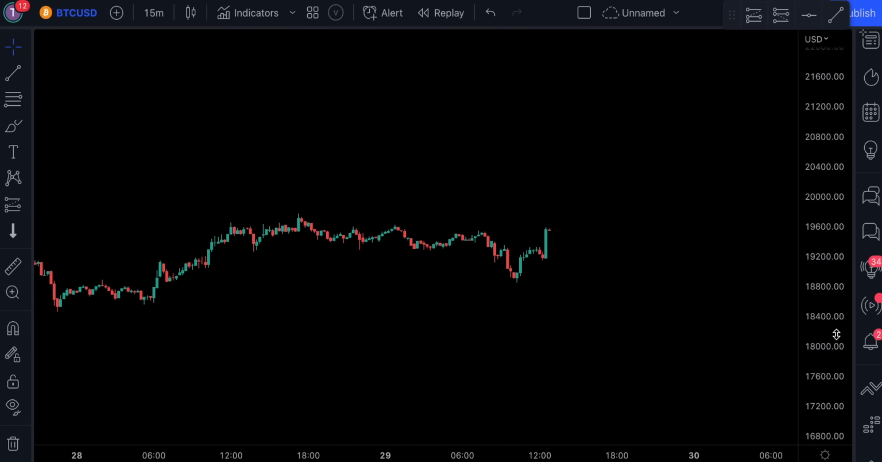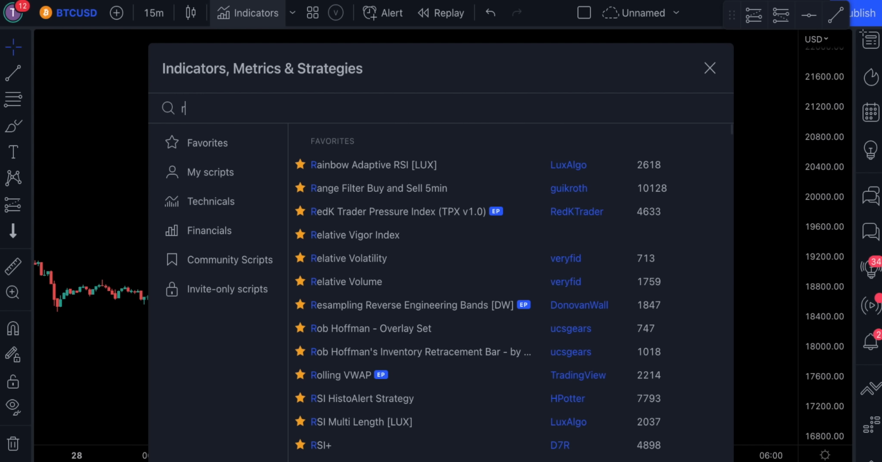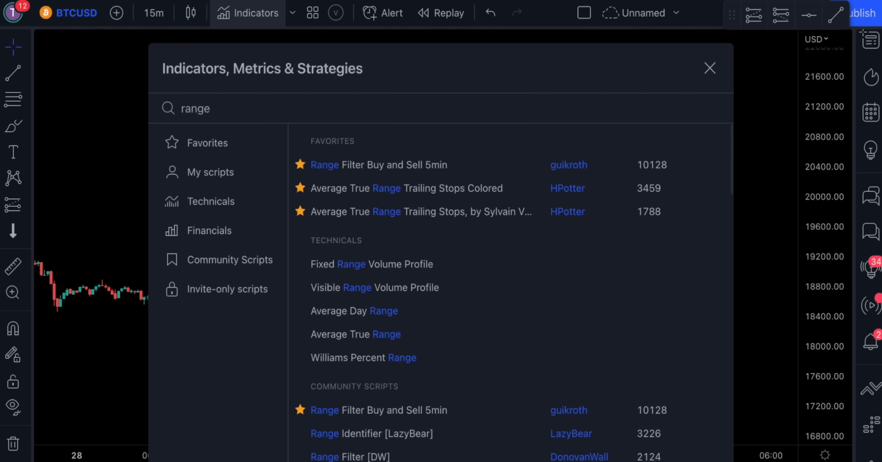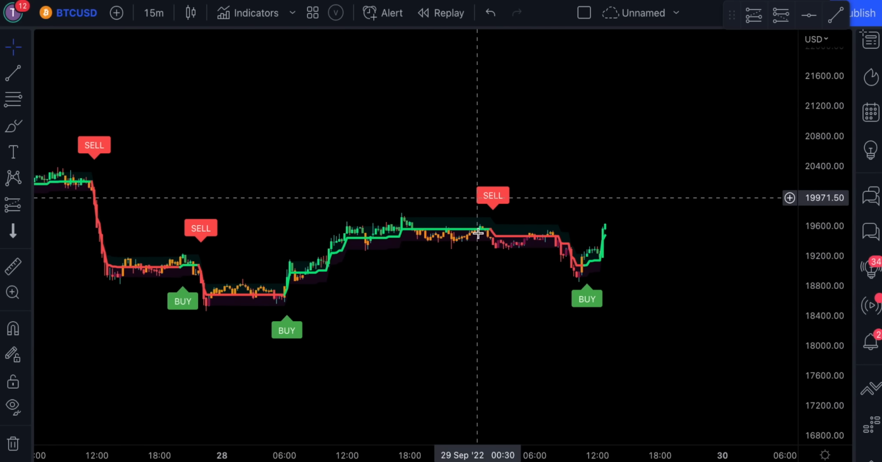To add this indicator to the chart, you need to click on the Indicators tab and search for Range Filter Buy and Sell. The indicator you're looking for is this one right here by Roth. This tool finds the best entries possible by filtering out ranging markets.